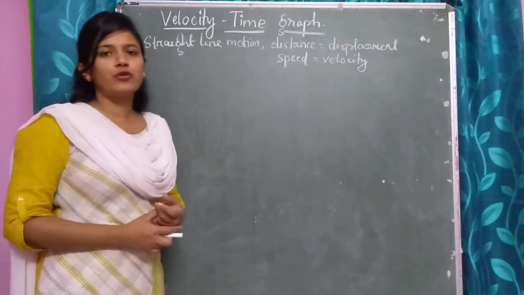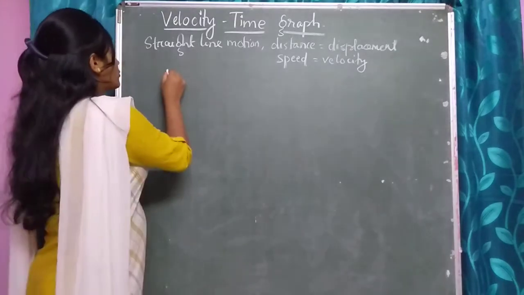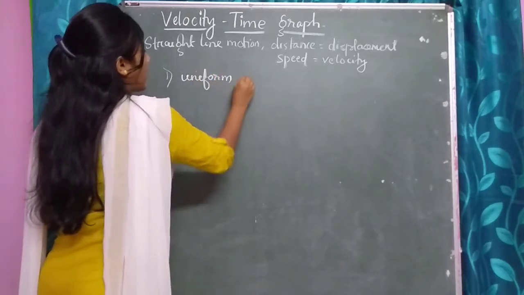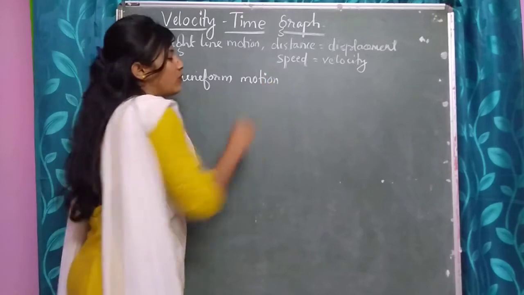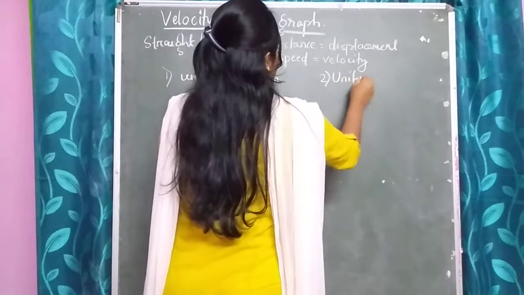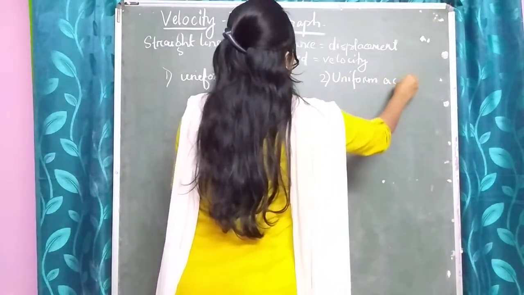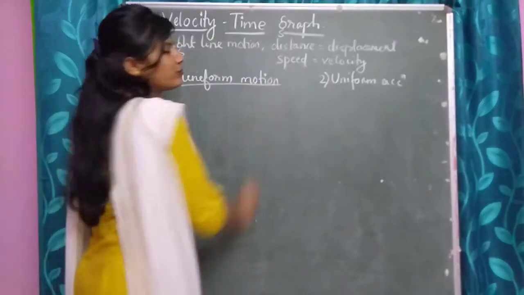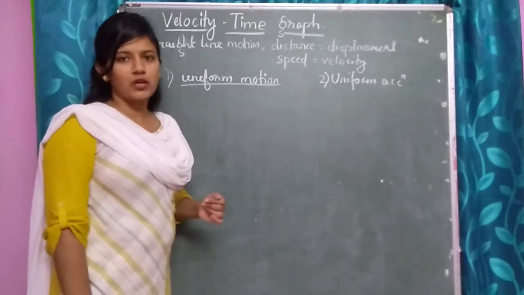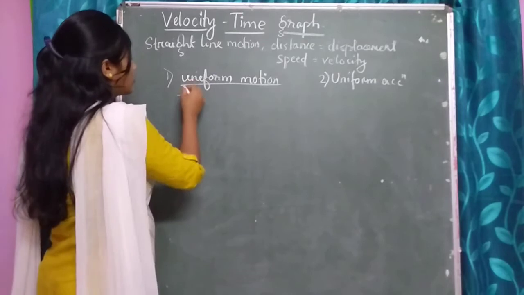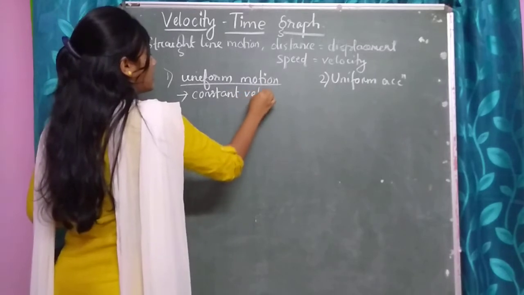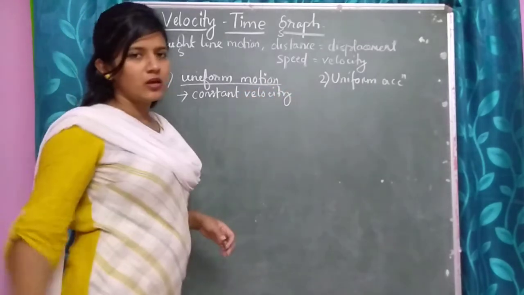So now I will go for two graphs. One is for uniform motion and the other is for uniform acceleration. In case of uniform motion, we know that the body moves with constant velocity. That means there is no change in velocity.